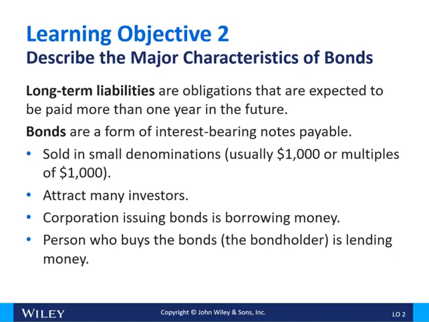Now we'll talk about the major characteristics of bonds. Long-term liabilities are obligations that are expected to be paid in more than 1 year in the future. Bonds are a form of interest-bearing notes payable. They're sold in small denominations, usually $1,000 or multiples of $1,000. They attract many investors. The corporation issuing the bonds is borrowing the money. The person who buys the bonds, the bondholder, is lending the money.